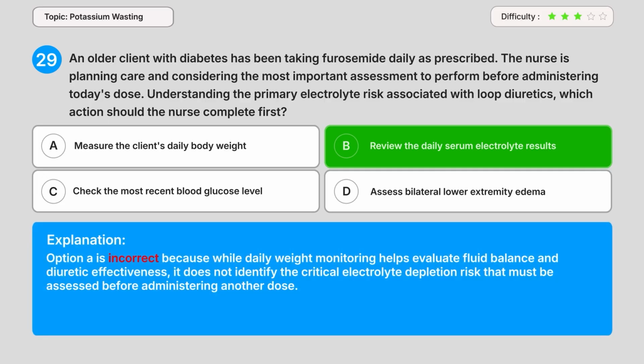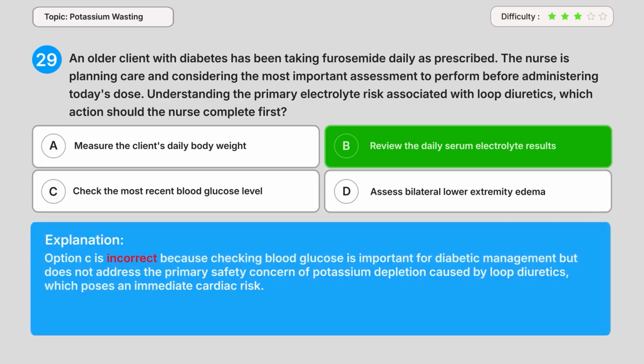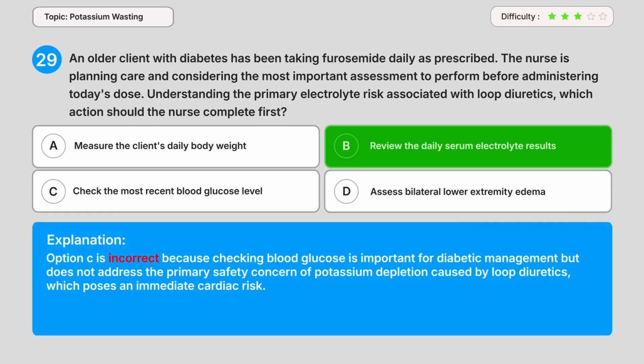Option A is incorrect because while daily weight monitoring helps evaluate fluid balance and diuretic effectiveness, it does not identify the critical electrolyte depletion risk that must be assessed before administering another dose. Option C is incorrect because checking blood glucose is important for diabetic management, but does not address the primary safety concern of potassium depletion caused by loop diuretics, which poses an immediate cardiac risk.